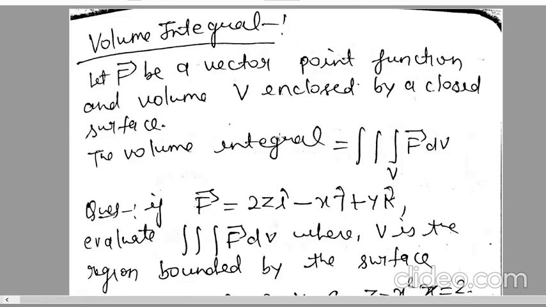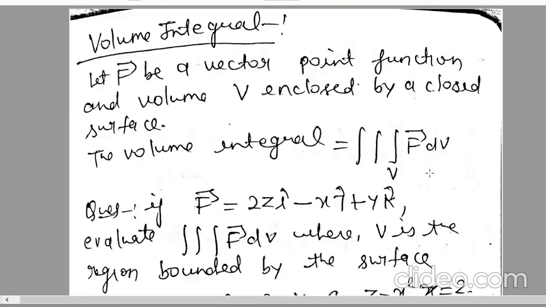The volume integral is equal to the triple integration of F vector dot dv, and dv means dx dy dz or dz dy dx, whatever, on the basis of your question or whatever is given. If z depends on x and y, then what will be the limits, what will be the order of dz dx dy, so it depends on your question.